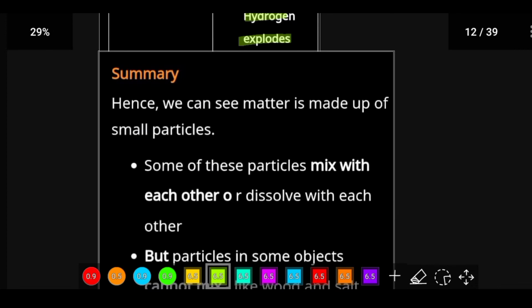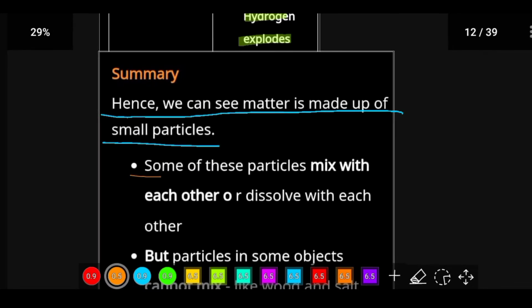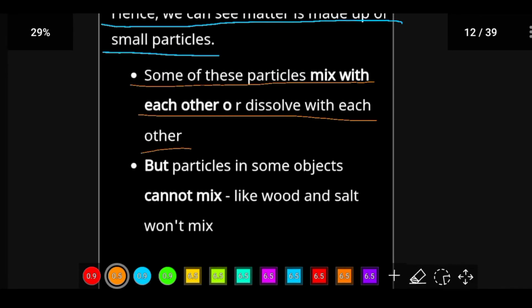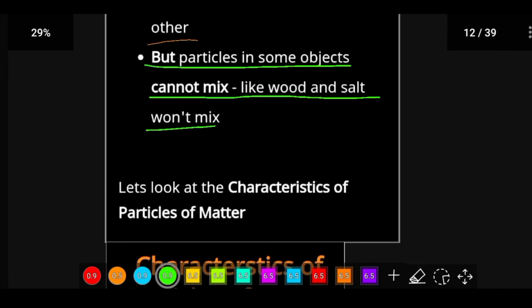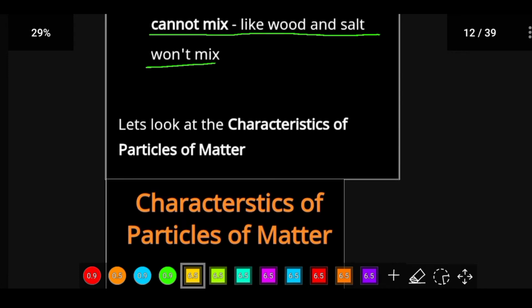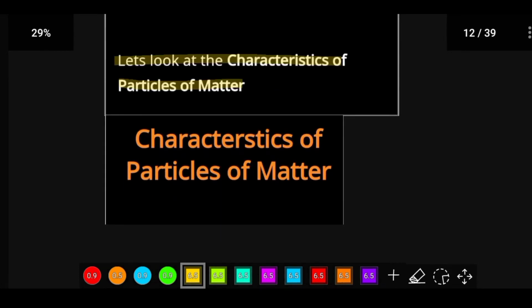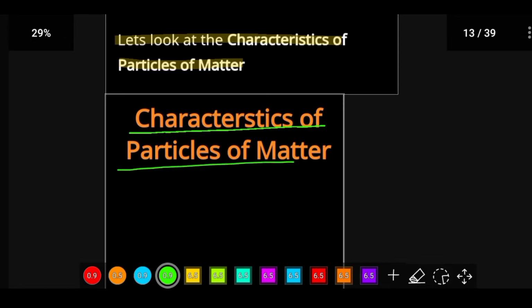Summary. Hence, we can see matter is made up of small particles. Some of these particles mix with each other or dissolve with each other. But particles in some objects cannot mix, like wood and salt wouldn't mix. Let us look at the characteristics of the particles of matter.